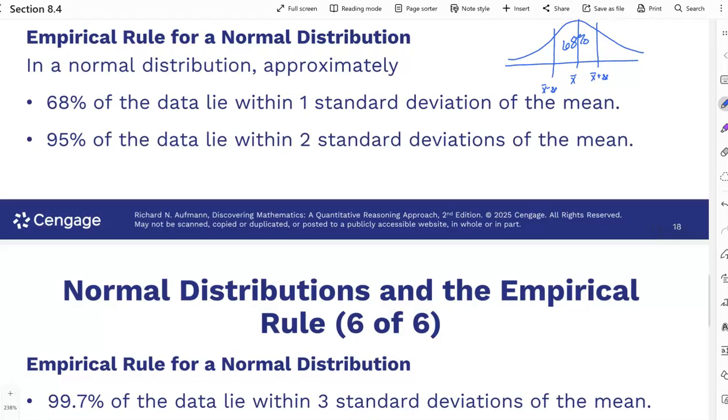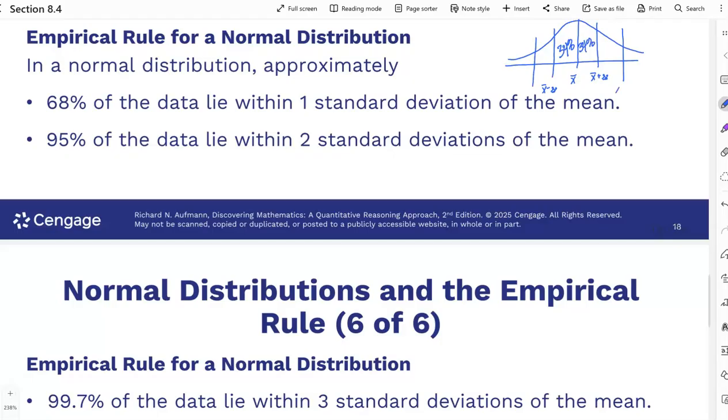Now, because we've got some symmetry here, then I know that half of that would have to be here and half of that would have to be here. And half of 68 is 34. So 34% would live here, 34% would live here, for a total of 68 between those values. If we are within 2 standard deviations of the mean, then we would expect 95% of our data to live within whatever those limits are.